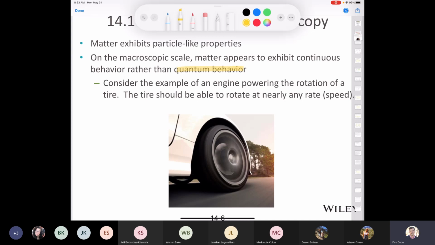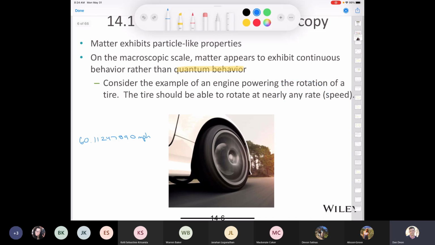So if you think about the tire on a car, and let's say I asked you to rotate that tire at any speed. Well, I could spin that tire at 60 miles per hour. I could spin it at 60.1 miles per hour. I could spin it at 60.11 miles per hour. I could spin it at 60.112478, 90 miles per hour. You would only be limited by the sensitivity of the instrument that's reading the speed, and your ability to control whatever is rotating the tire. You could think of rotating it at any rate or speed.